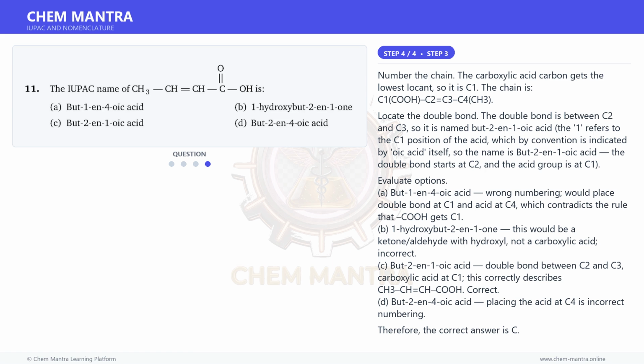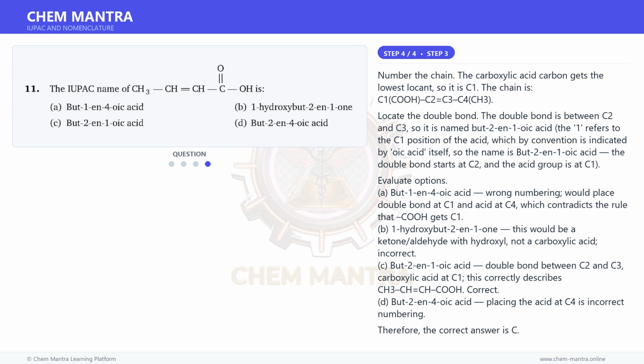The 1 refers to the C1 position of the acid, which by convention is indicated by oic acid itself, so the name is but-2-en-1-oic acid. The double bond starts at C2 and the acid group is at C1.